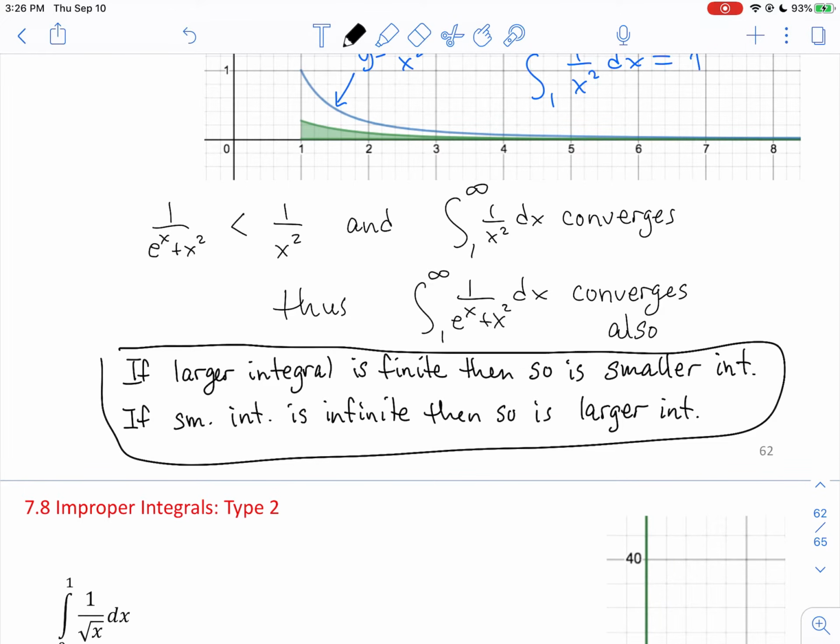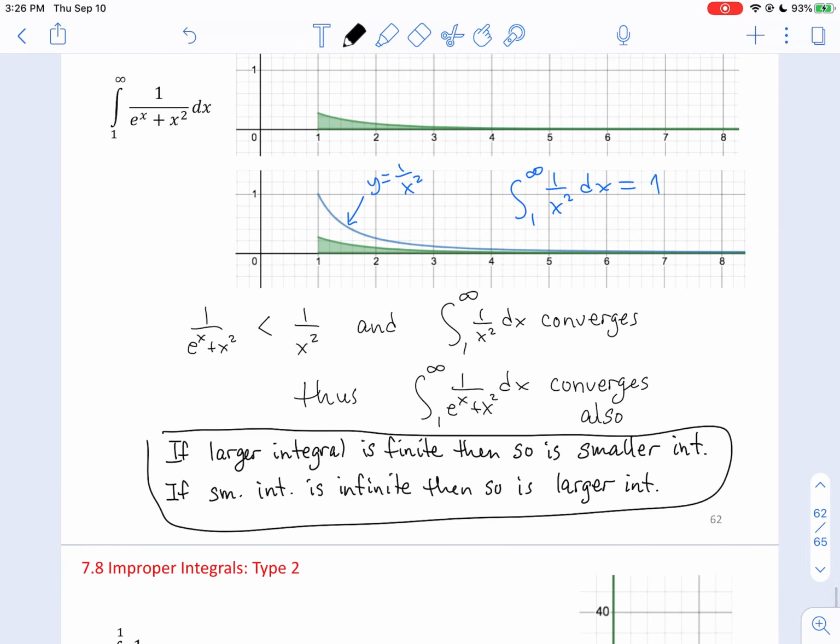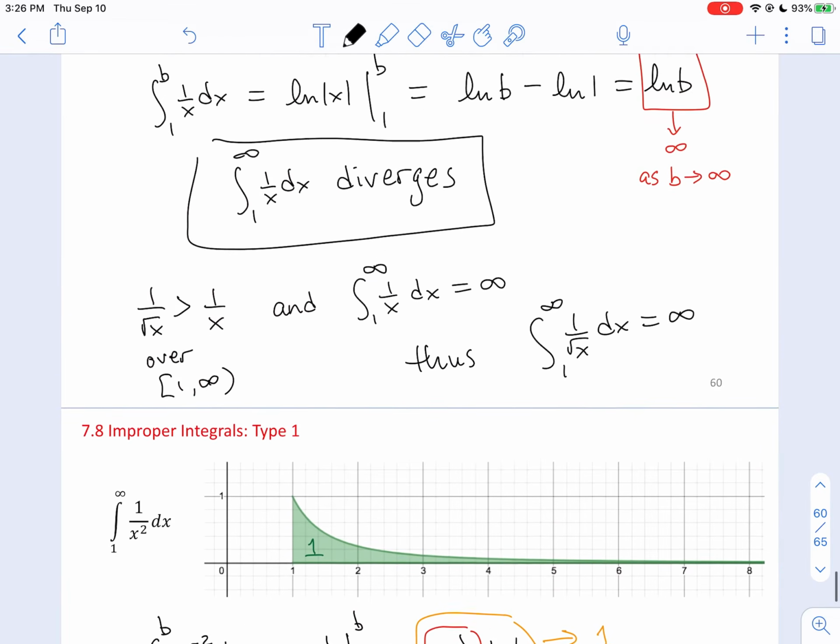And it makes a lot of intuitive sense. You have to be careful about these if-then statements. If I were to use implication arrows instead of words, they would look like this. An implication arrow that way and an implication arrow that way. These arrows are not reversible, meaning that if a smaller integral is finite, it doesn't tell me anything about the larger. Like, let's go back over here.